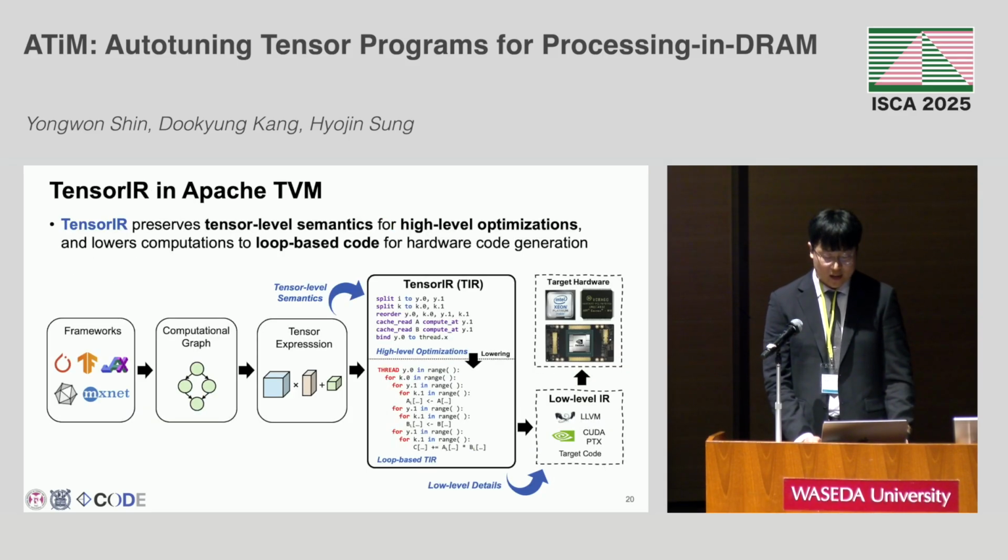Next, let me introduce Tensor IR. Tensor IR is a core IR for compiling deep learning models. It acts as a bridge between the various frameworks and tensor expressions down to low-level code for different hardware and backends.